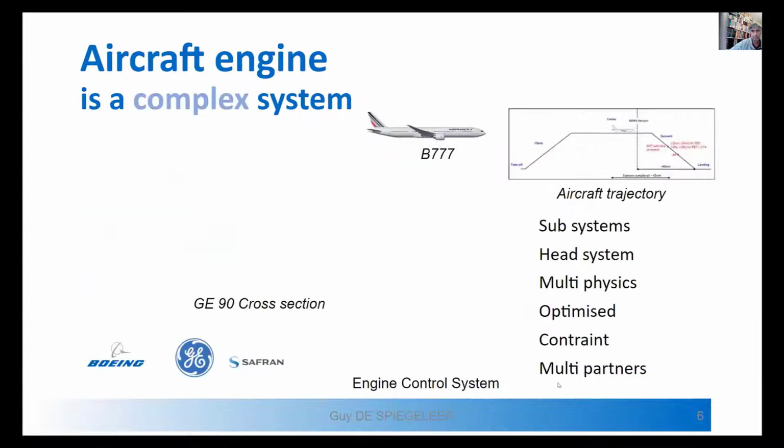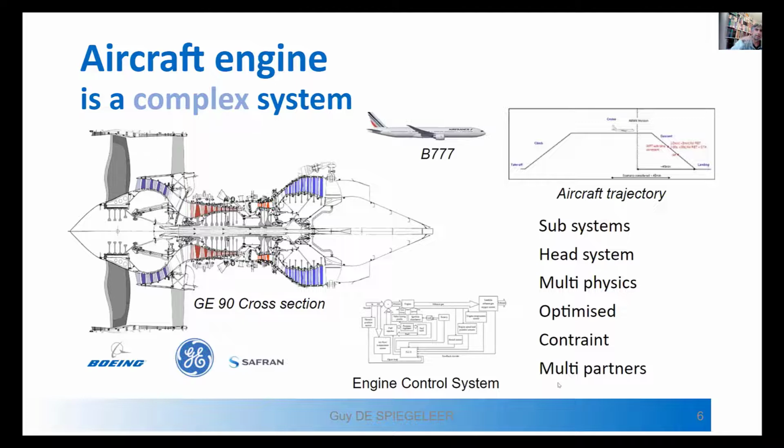Okay, so let's come back to an aircraft. This is just a cross section of an aircraft engine that is used for the Boeing 777. It's a GE90, made by GE and Safran. It's for Boeing. So we see the different partners that have to talk together. It's made of different components, it's obvious, but it's made also of different physics. Here you have the combustion chamber, which is very, very hot.